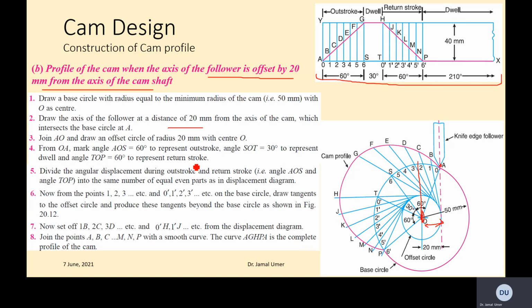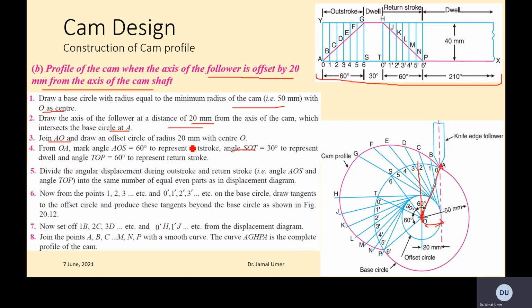Let's go through this. Draw a base circle with radius equal to the minimum radius of the cam, which is 50 mm, with O as a center. Draw the axis of the follower at a distance of 20 millimeters from the axis of the cam, which intersects the base circle at A. Join AO. So the next is join OA. So you join this line. This is the reference actually.